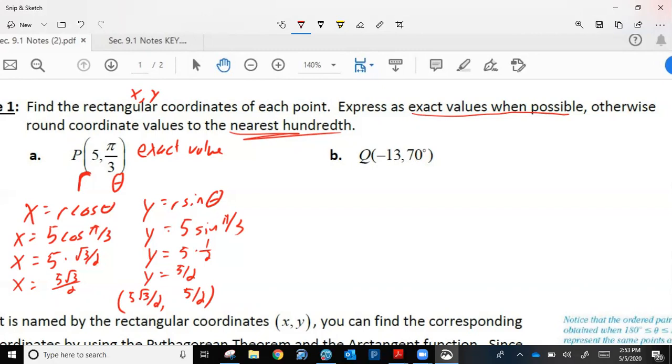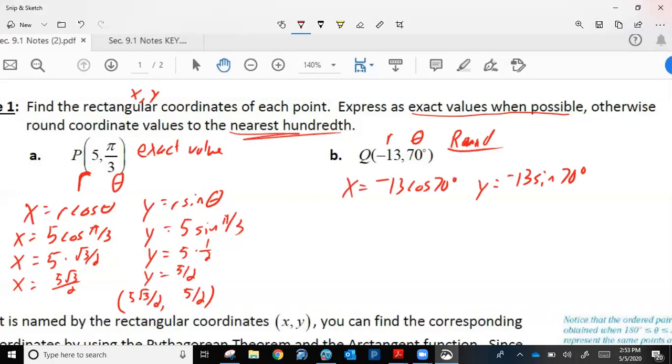Part B here, Q, negative 13 and 70 degrees. Again, this is the radius, 70 degrees is the angle. We're going to have to round this one because 70 degrees is not a value that we know from our unit circle problems. But we can say x is negative 13 times the cosine of 70 degrees, while y is negative 13 times the sine of 70 degrees.